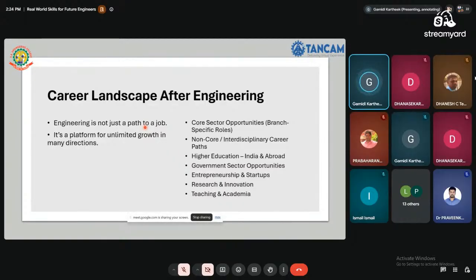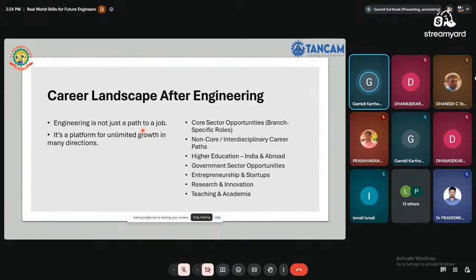Okay, so you have core sector opportunities, which are branch-specific roles. For example, mechanical engineering people will find opportunities in power plants and the automobile industry. Similarly, electrical engineering students will find opportunities in electrical-related industries, electronics and communication in the communication sector, and CSE and IT people in information technology as well as tech services, all such kinds of things. So core sector opportunities and non-core sector opportunities. Core sector people can shift to non-core sector opportunities also.